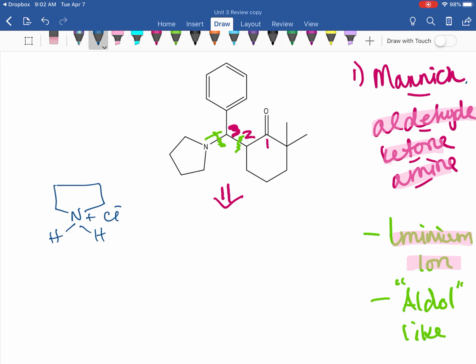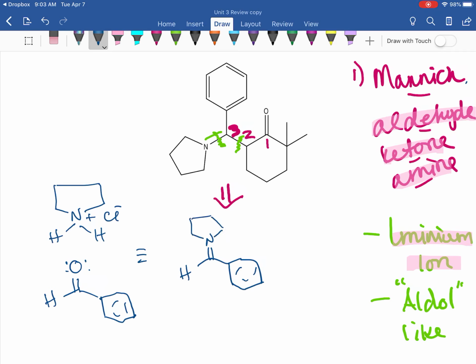And what would be the aldehyde that's coming from? How about your benzaldehyde? Okay, awesome. So now, if we put these together, we're going to form that iminium ion. Now, just for funsies, why don't I draw that out so that you can recognize, hey, wait a second, that's where that chunk of that molecule is coming from. Okay. Awesome. So that would be our key intermediate.